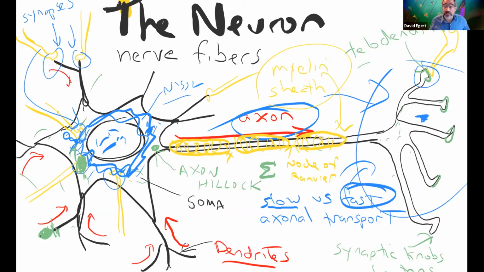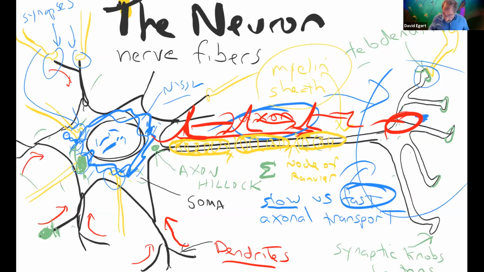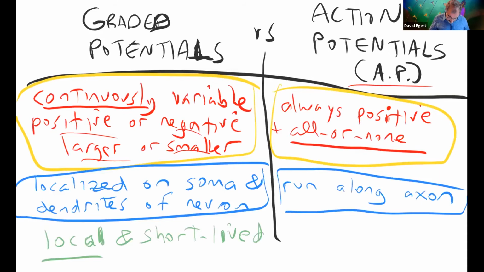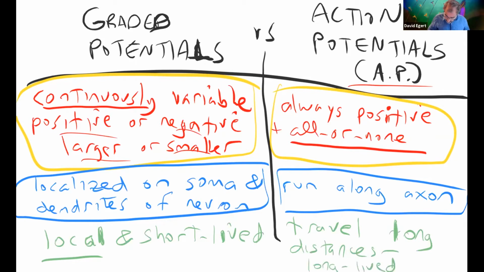Action potentials, on the other hand, are this chain reaction that travel long distances. If you start an action potential here, it just moves and doesn't stop till it gets to the very end. It's this chain reaction that just moves on and on. So we have this idea, action potentials travel long distances. And they're kind of long-lived. Once they start, they keep going.